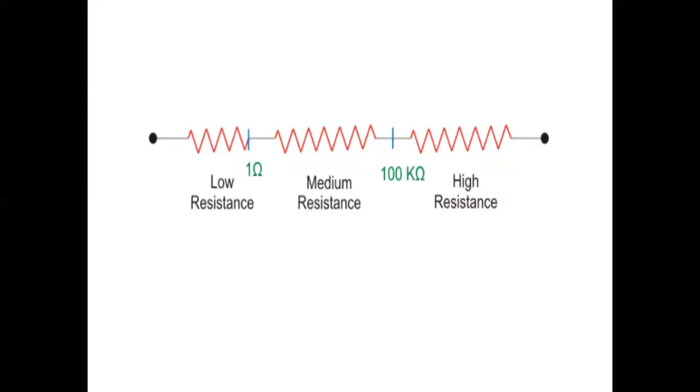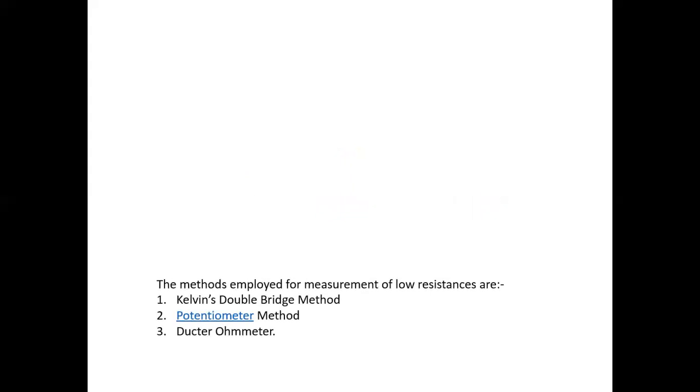This is the classification of resistance: low level resistance, medium level resistance and high level resistance. A resistance value less than 1 ohm is low resistance. In between 1 ohm and 100 kilo ohm is medium resistance, and above 100 kilo ohm is considered high resistance. This is the classification of resistance.